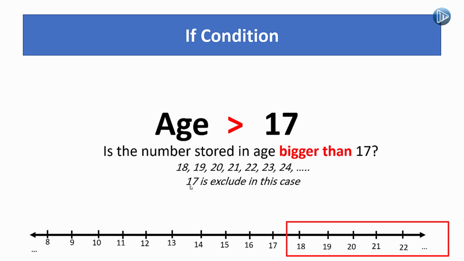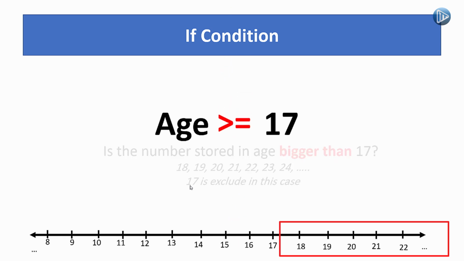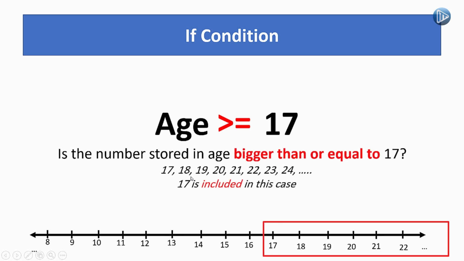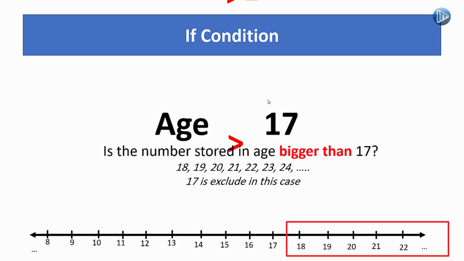But actually we have another relational operator that we can use, which is called bigger than or equal, which checks if the number stored inside the age variable is 17 or higher, which could be 18, 19, 20, and so on. So in this case 17 is included, but before, 17 was not included but excluded instead. So if we want to include the number that is on the right side, we put an equal sign beside the bigger than sign.